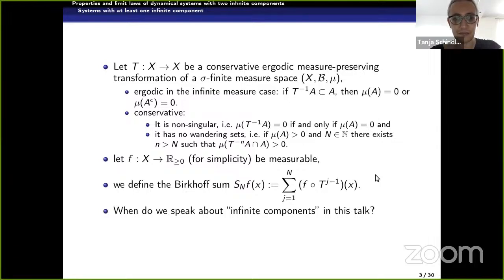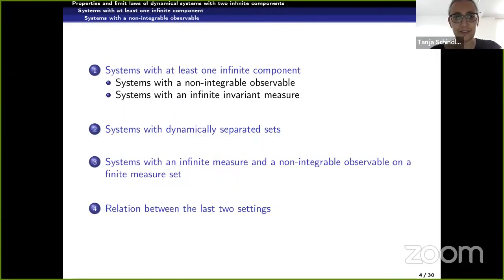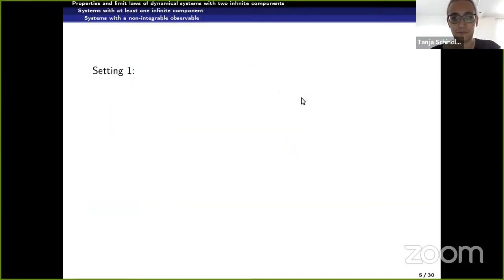And when do we speak about infinite components in this talk? So the first system will be the system where we have a non-integrable observable. So our infinite component will be that we are non-integrable. And in the second point, our infinite component will be that our system has an infinite measure. So this is our infinite component. It's basically me who actually says this about components.